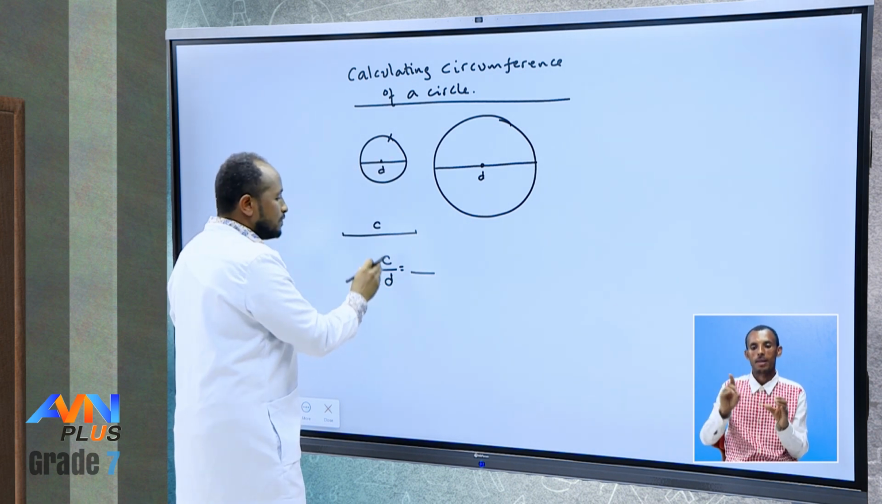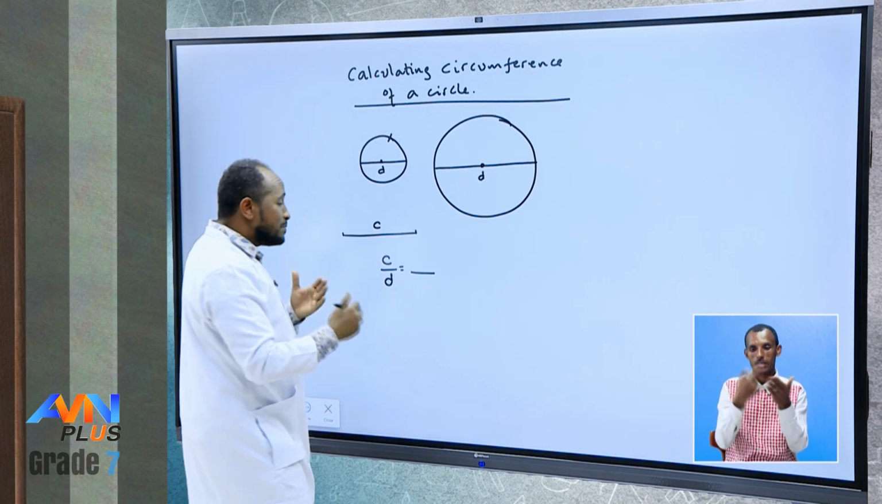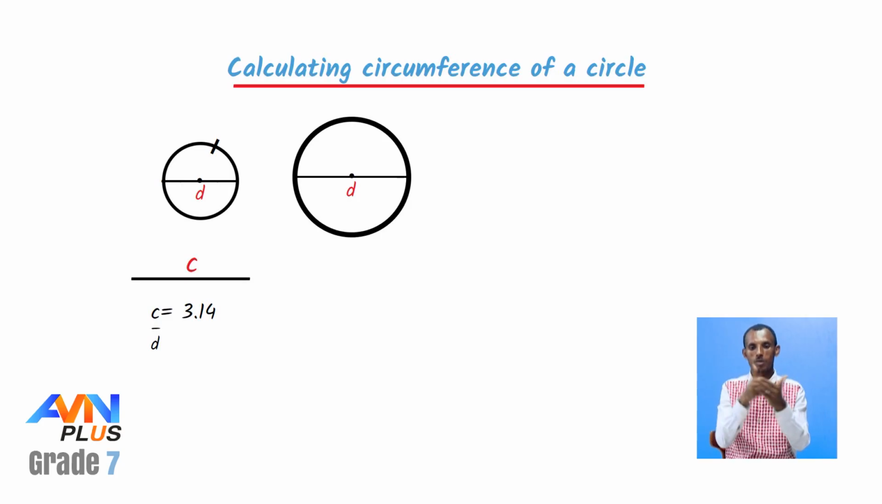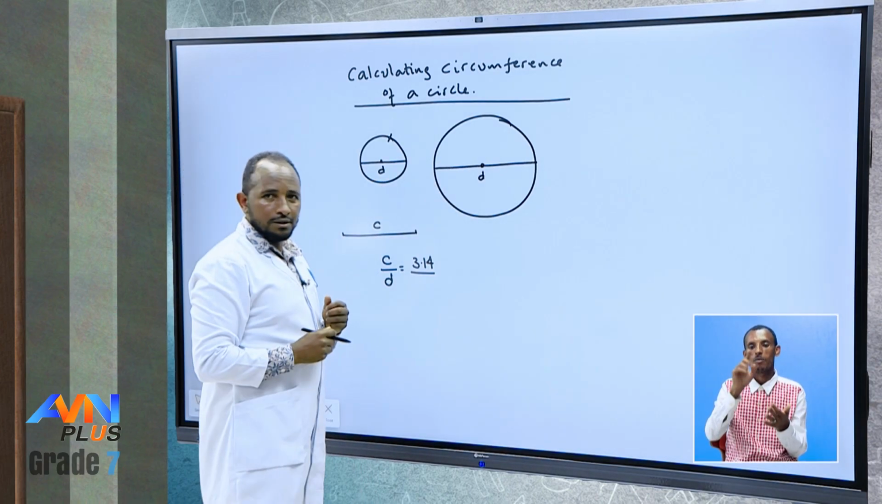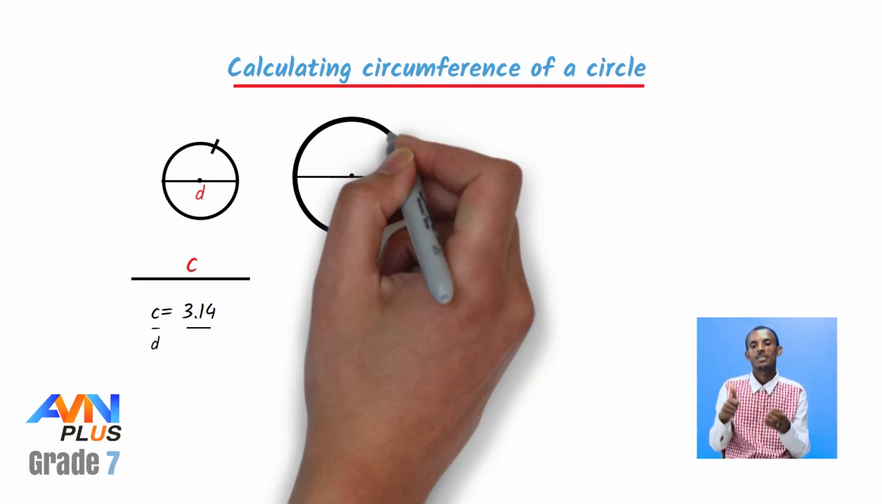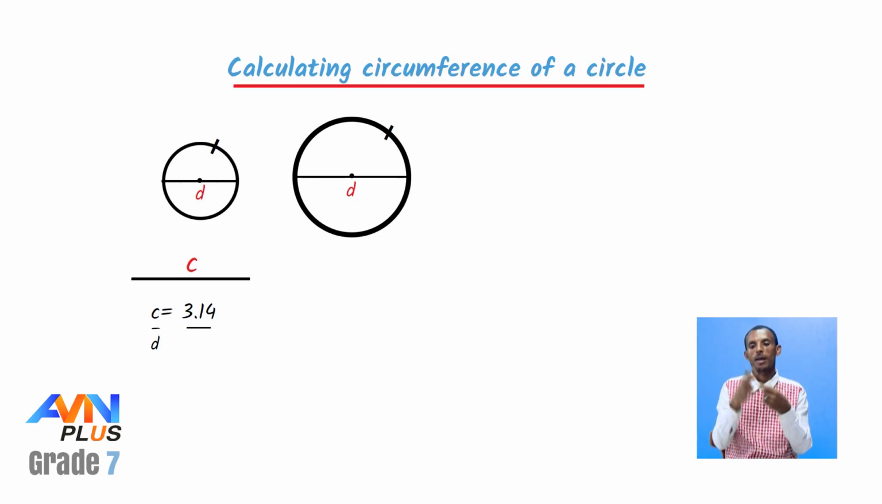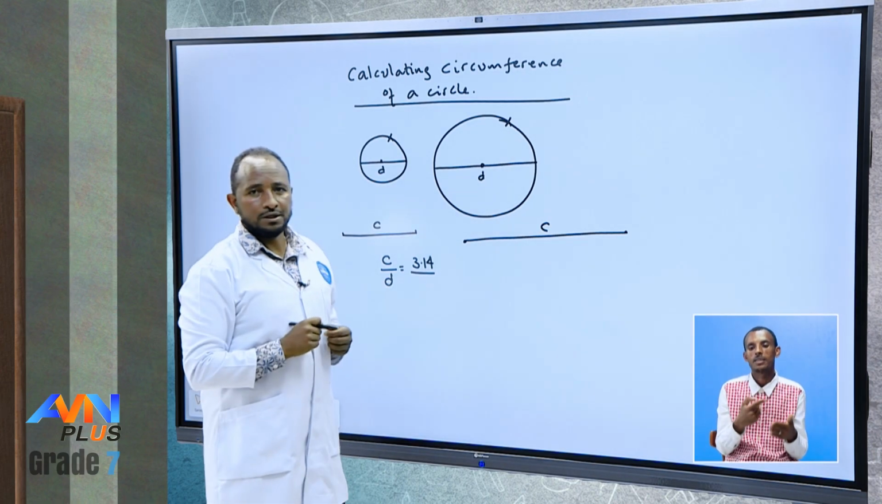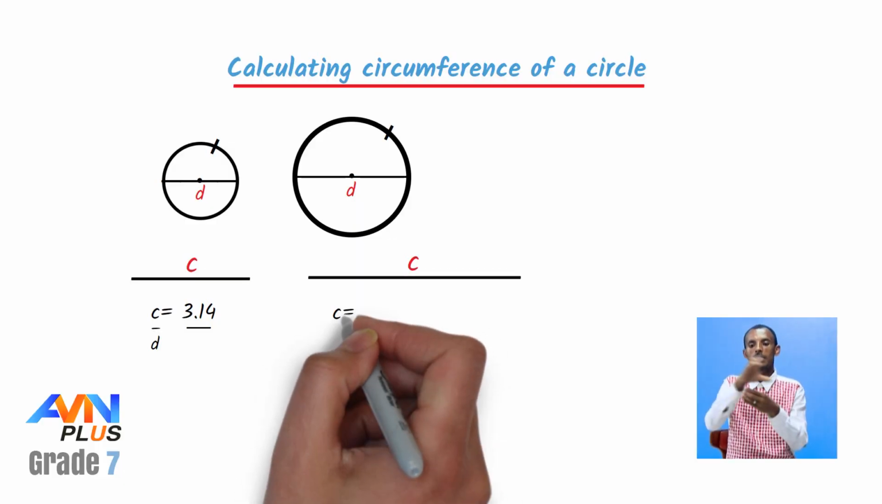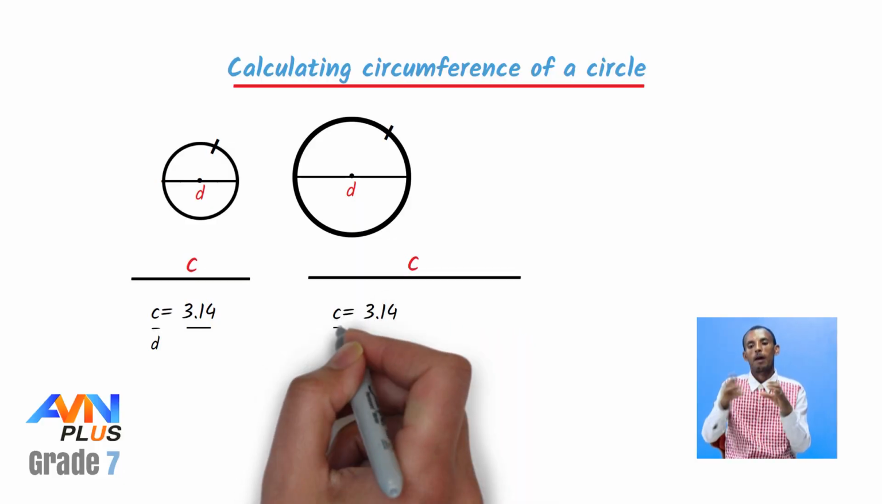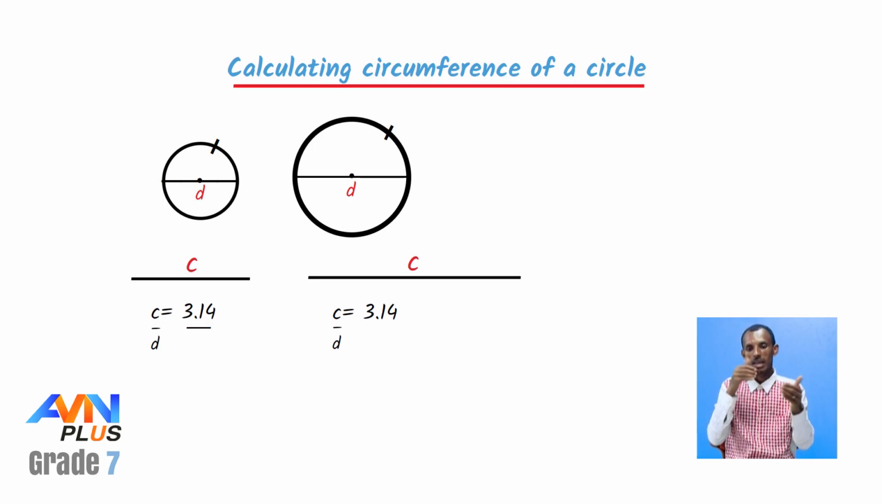So when you divide these two, you will get a number which is near to 3.14. Again, if you take a bigger circle, cut this rope and stretch it, you will have the circumference of this circle, and you have the diameter here, which you measured. So if you take the ratio of circumference to diameter, you will have a number near to this one again, the same.